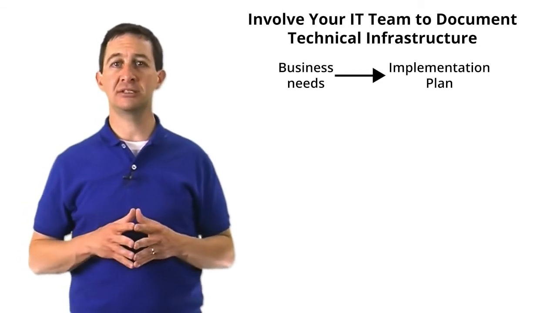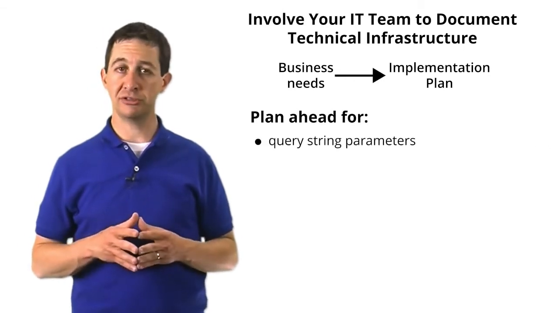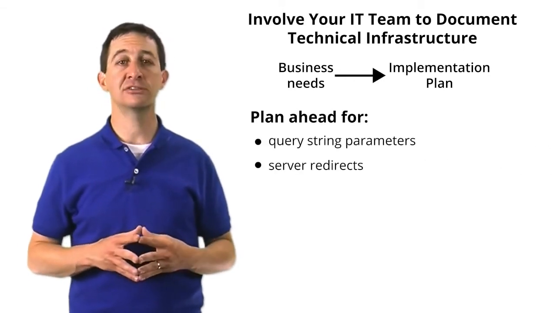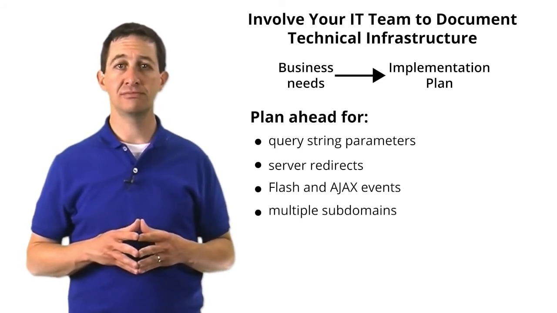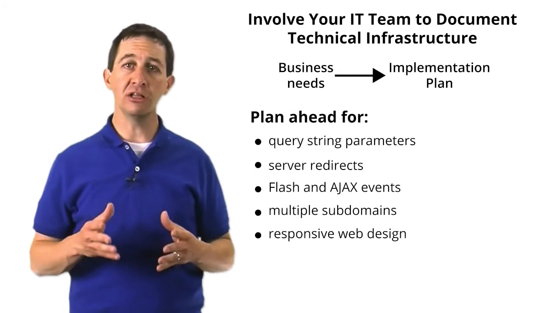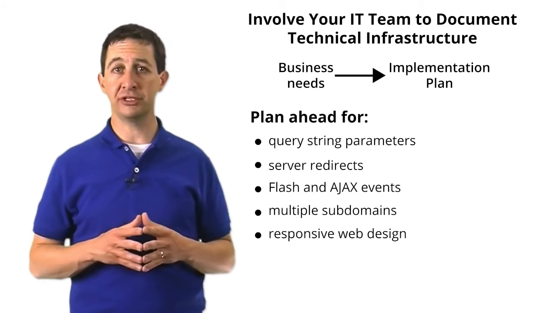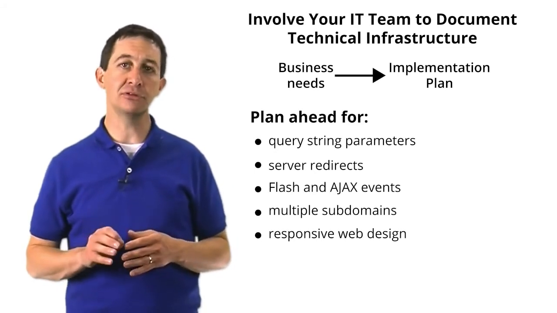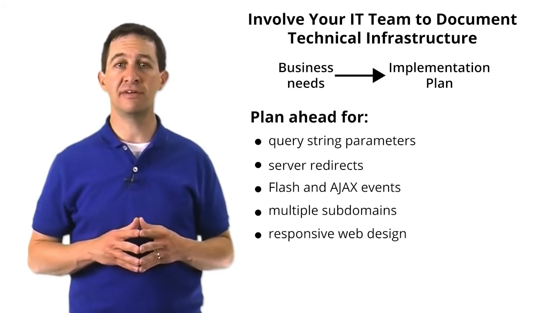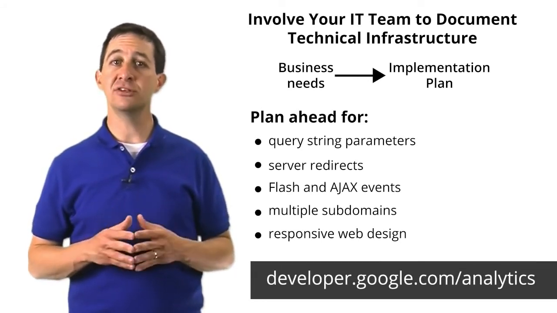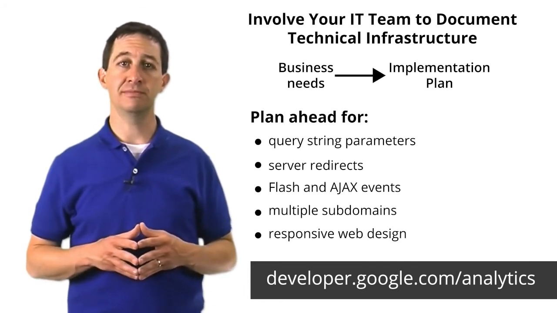There are a few website technologies that will require additional planning. For example, query string parameters, server redirects, Flash and AJAX events, multiple domains and subdomains, responsive web design. All of these scenarios require extra attention when designing your implementation plan for tools like Google Analytics. It is absolutely critical to have a thorough conversation with your IT team to understand the environment you want to measure. For guidance on how to adapt your implementation to these technologies, check out our developer resources.